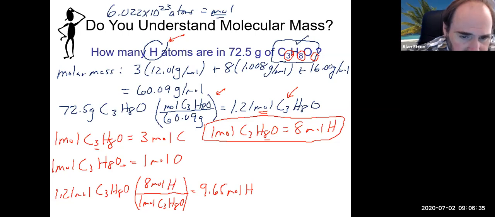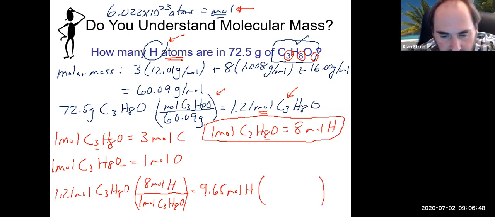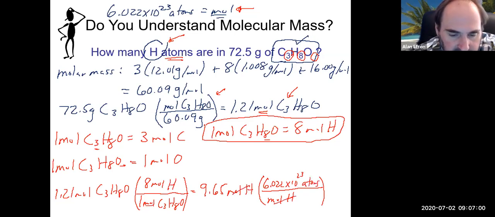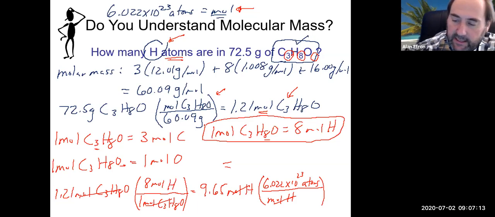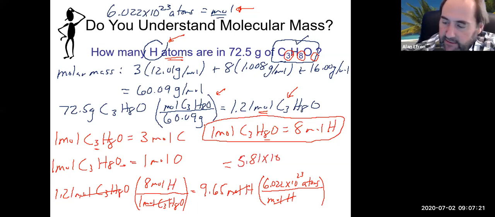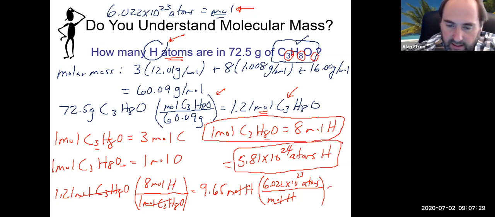We're now at moles of hydrogen, but we want atoms. So the last thing that we need to do is use Avogadro's number to get us to atoms. So the last step here would be: in a mole of hydrogen, there's 6.022 times 10 to the 23 atoms of hydrogen, which is Avogadro's number. Moles are going to cancel just like they did here. And if we do that, I'm going to go up with the answer above, 6.022 exponent button 23, which gives us 5.81 times 10 to the 24 atoms of hydrogen in this case. Again, that's where that came from. Any questions on that calculation?